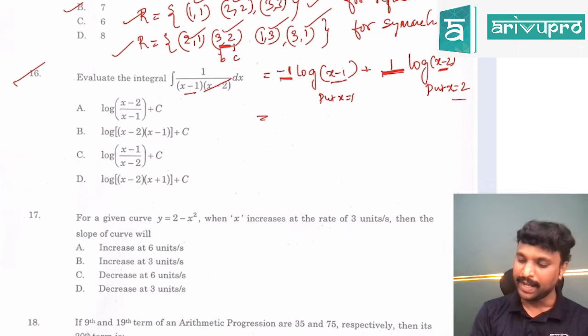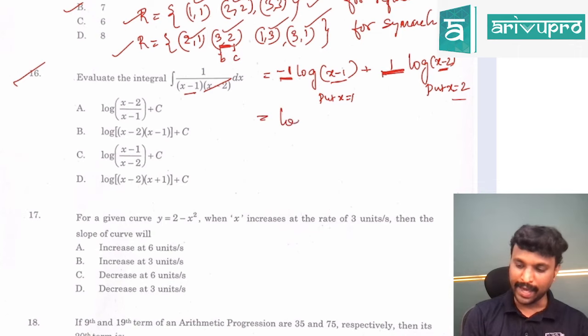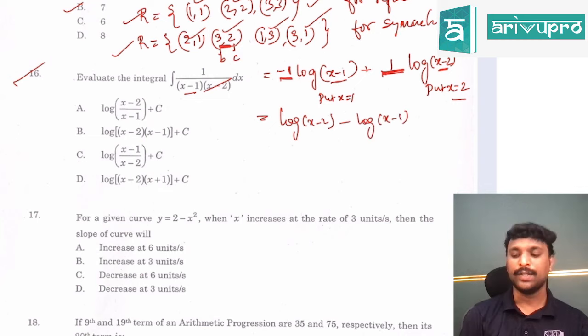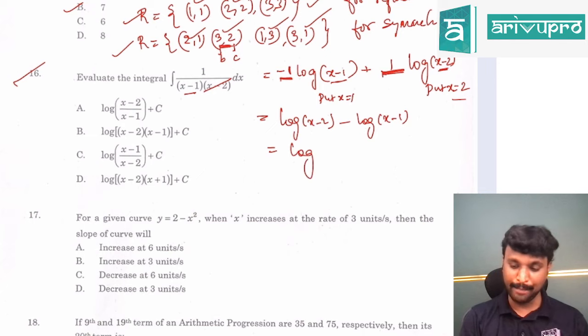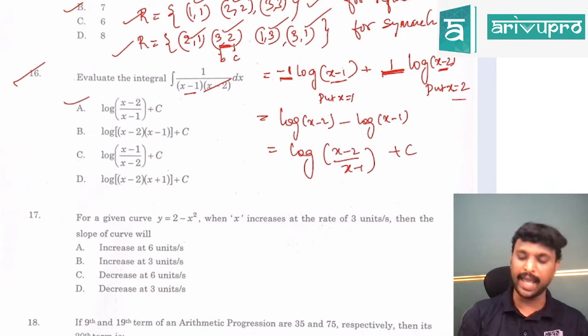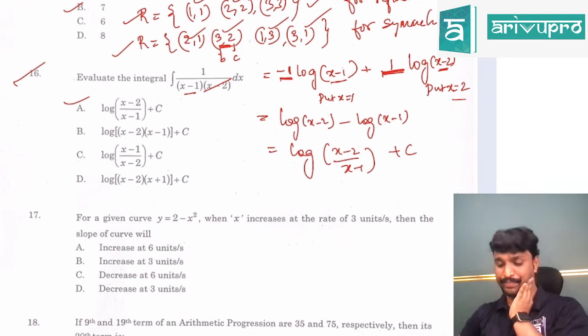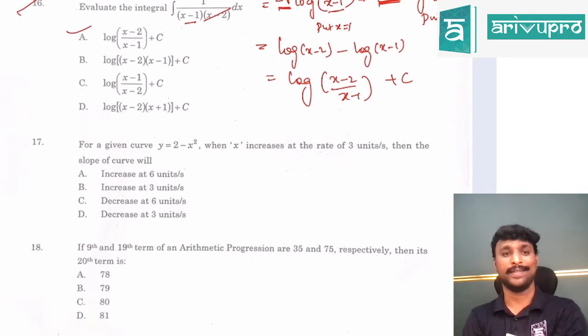So therefore, guys, the positive term is log of x minus 2 and the negative term is log of x minus 1. You have a property: log m minus log n can be written as log m by n. So it is log of (x minus 2) by (x minus 1) plus c. Option A is the answer. Hope this is clear, right?